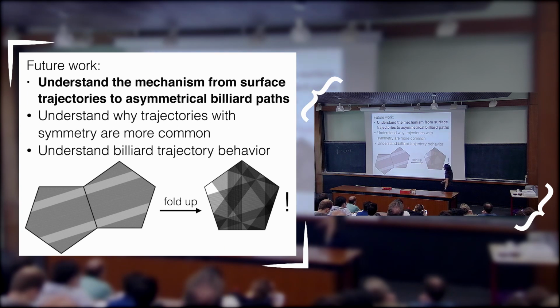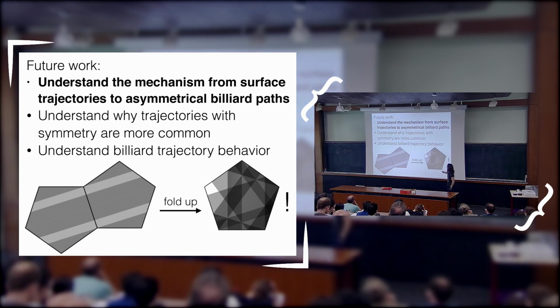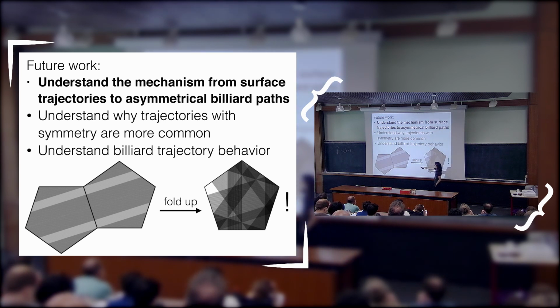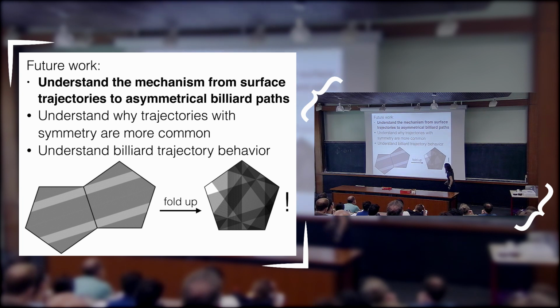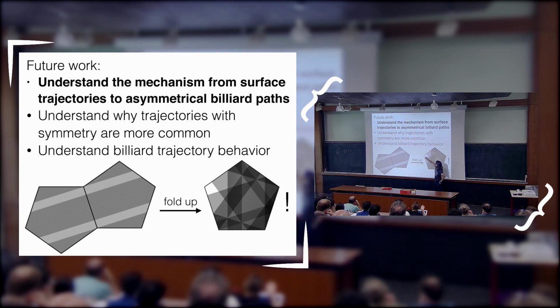I want to understand the mechanism to go from trajectories on the necklace to these asymmetrical billiard paths. You might wonder what this thing looks like on the double pentagon. And amazingly, well, it looks like that. I had the computer draw it. And this is not white. So this goes back to Christopher's question. These are in proportion, I don't know, something like 70%, 30% maybe. But when you fold them up, somehow you get much denser and then nothing, zero. So I would like to understand that.